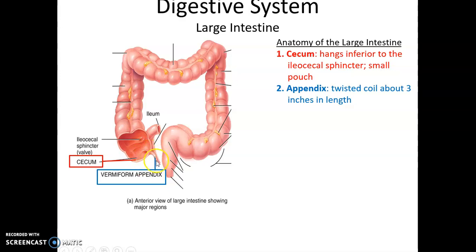Also hanging off the cecum is the appendix. Appendix being a twisted little coil about 3 inches in length, which is thought to harbor healthy or good bacteria for when we need them.